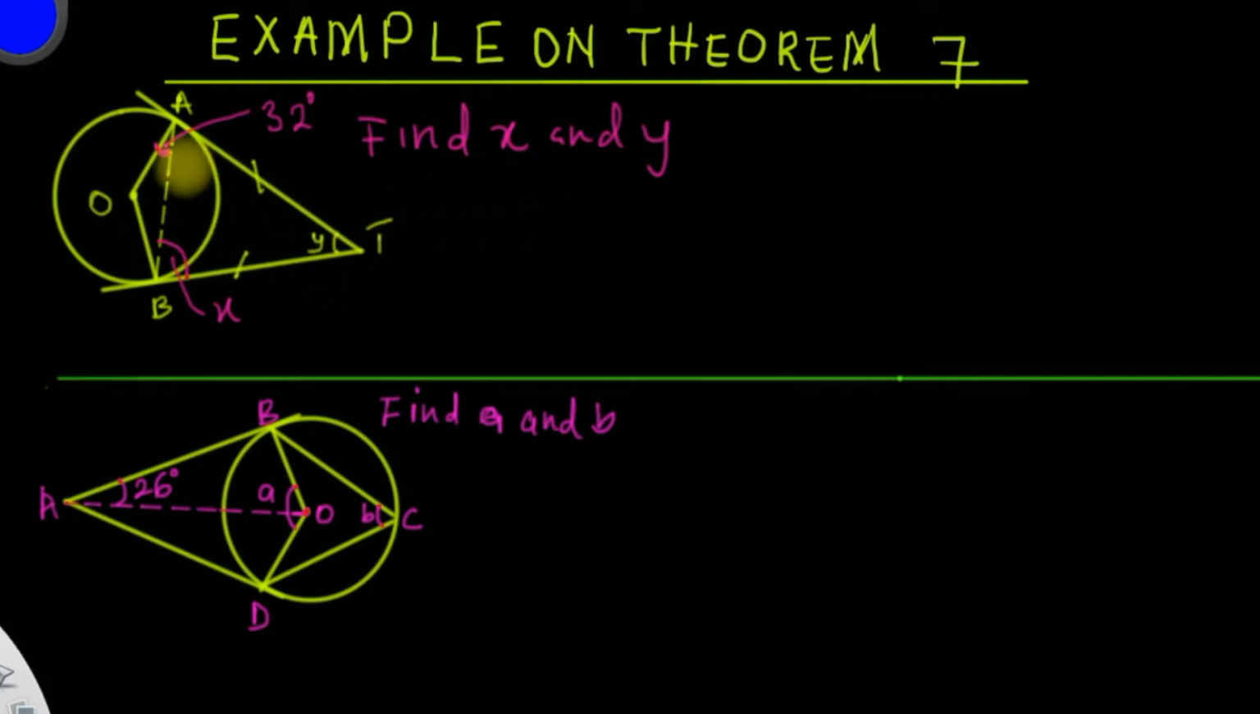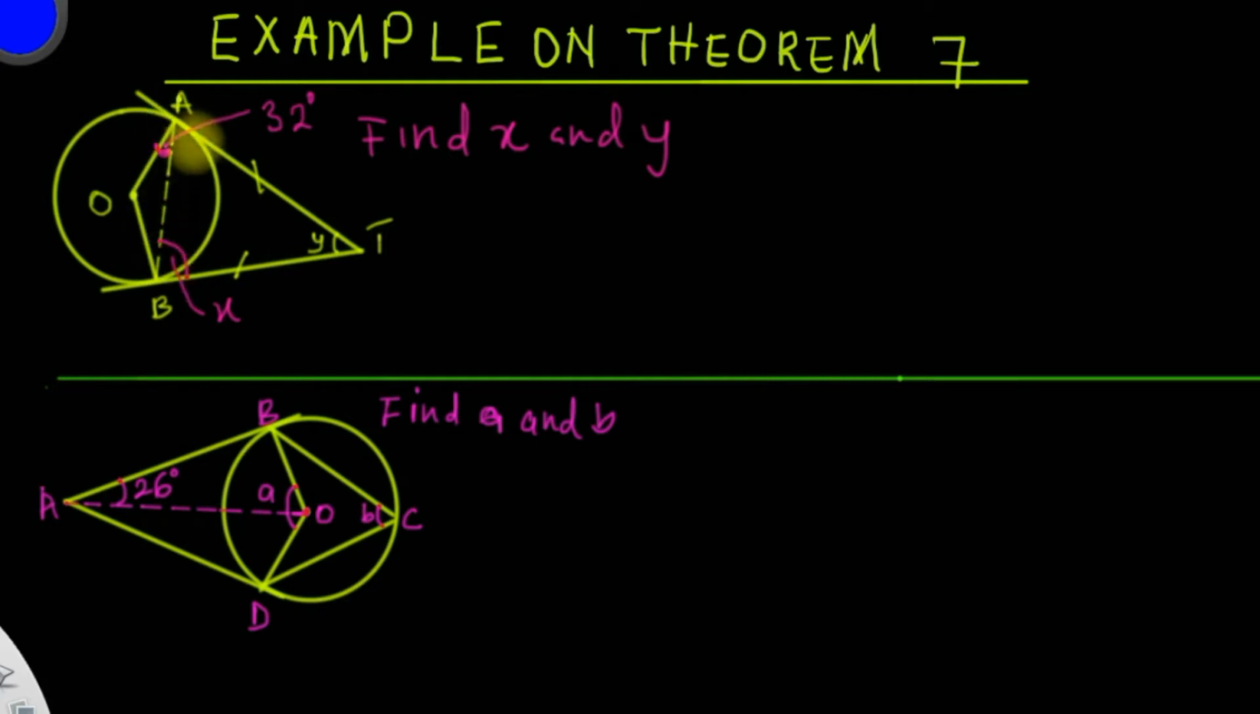You know that from Theorem 7, two tangents drawn from a common point outside the circle to the circle are always equal in length. That is what this theorem states. As we can see from here, this line and this line are the two tangents. So the length of TA is equal to the length of what? The length of TB.